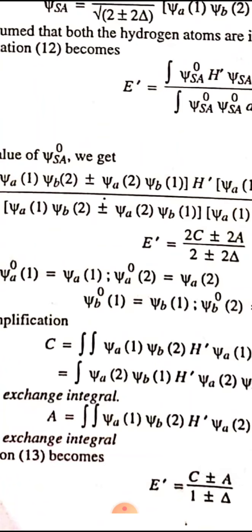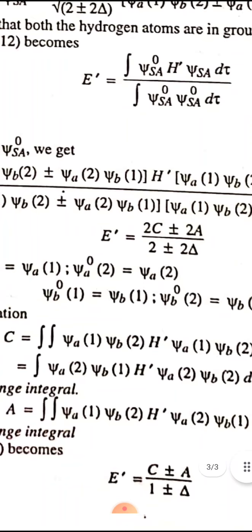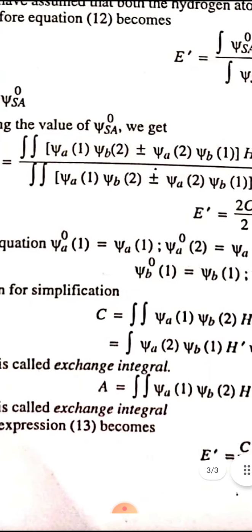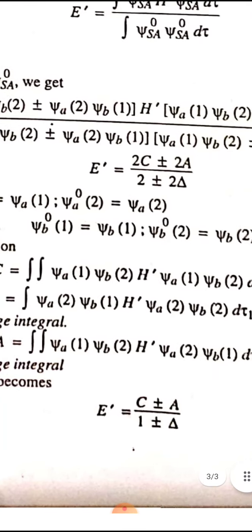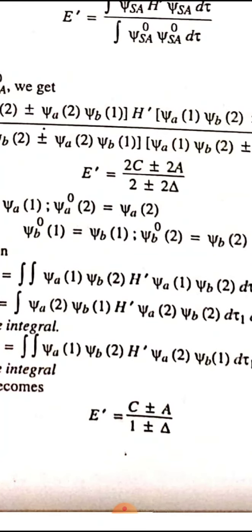Here psi A01 equals psi A1, psi A02 equals psi A2, and psi B01 equals psi B1, and the value of C is like this. Hence, with the application of the value of C and the value of A, the above expression for E dash becomes C plus or minus A divided by 1 plus or minus delta.